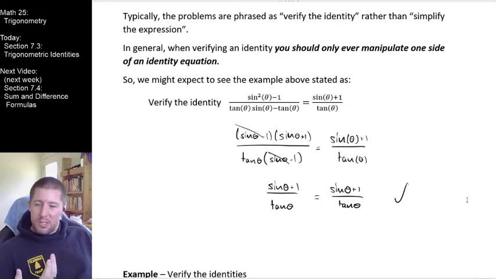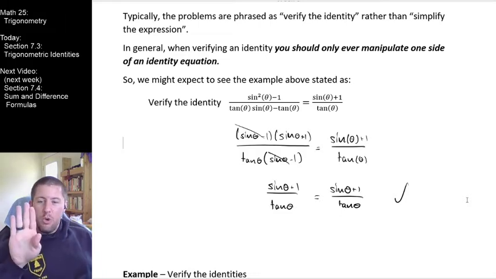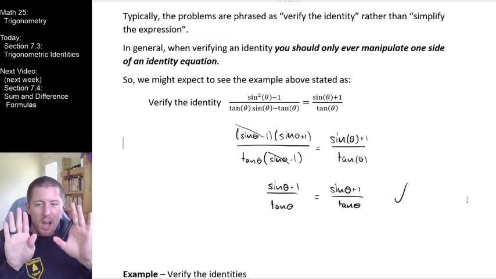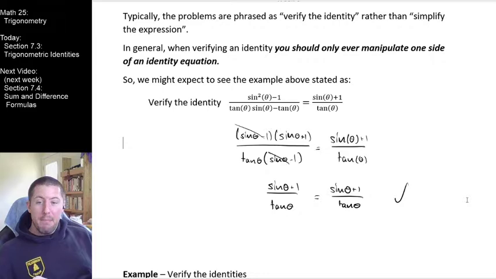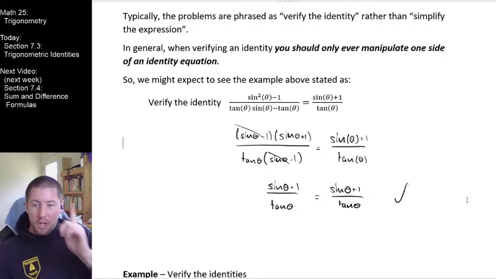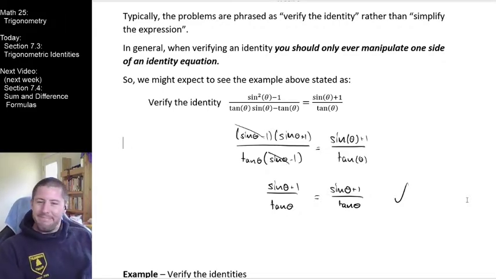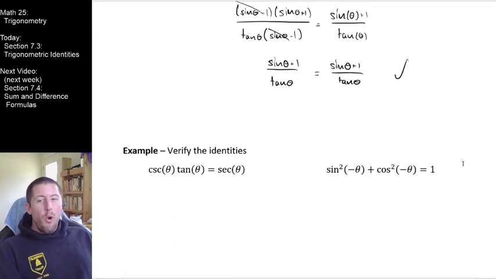We're not coming up with solutions to an equation. We're showing that two distinct quantities that look different are in fact the same thing by manipulating one of them to look like the other. Cool. So there is our first identity verification. We're going to do so many of these in the next couple weeks right here. There's our very first one. So let's do a whole bunch of these now.